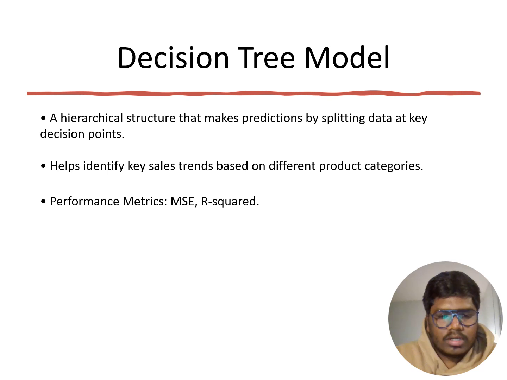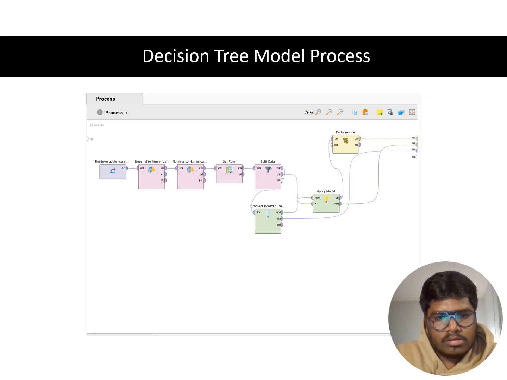Next, moving on to decision tree model. It is a hierarchical structure that makes predictions by splitting data at key decision points. That is, it uses the technique, an ensemble learning method that builds multiple decision trees sequentially, where each new tree corrects the errors of the previous ones. So we can see the process here.